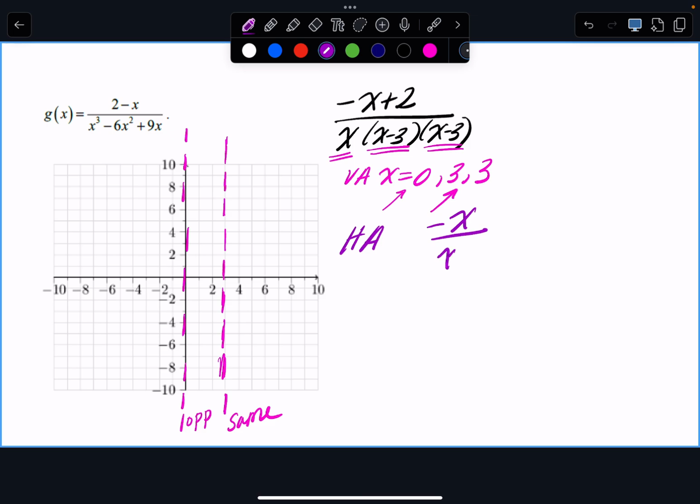Now we do horizontal asymptote. Leading term on top is negative x. Leading term on bottom is x cubed. So that's negative x over x, x, x, which would be negative 1 over x squared. If you plug in a billion, you get 1 divided by a billion squared, which is 0.